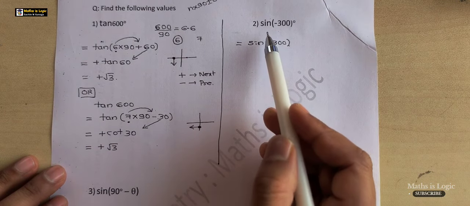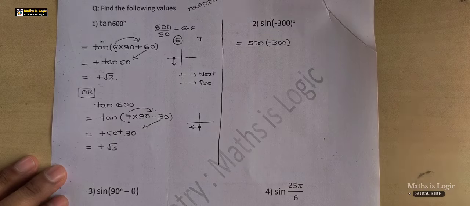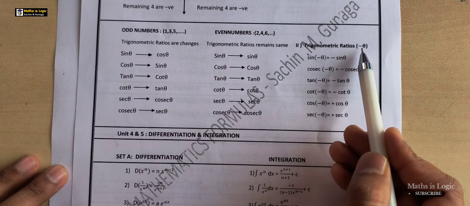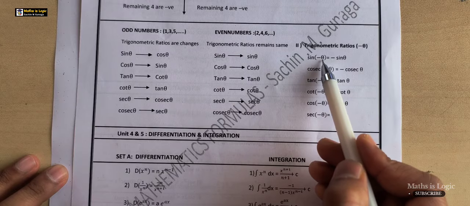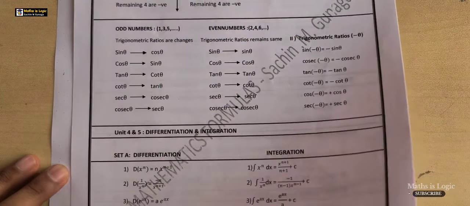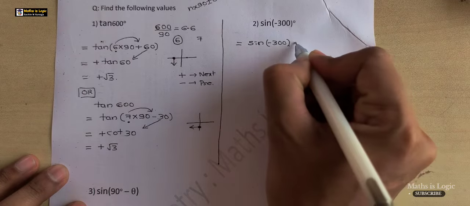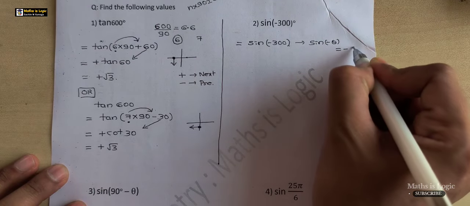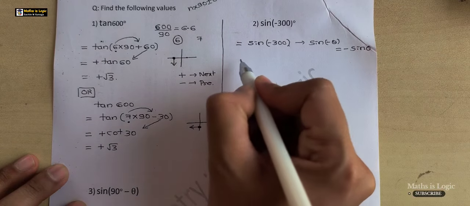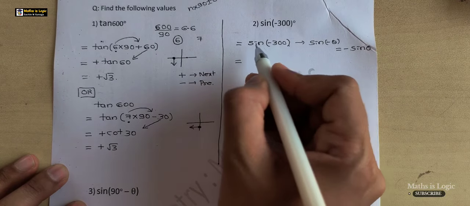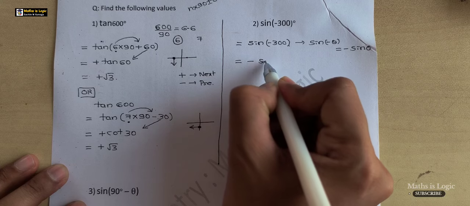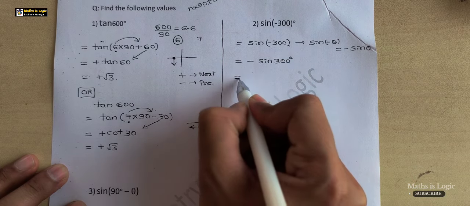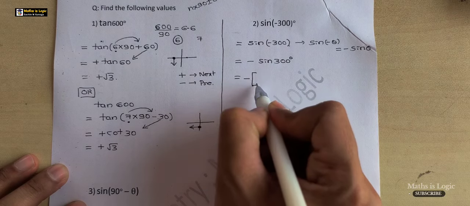Next, sine of minus 300. Here we are going to apply the trigonometric ratios of minus theta formula. We know sine of minus theta is minus sine theta. Therefore sine of minus 300 becomes minus sine 300 degree, keeping the minus outside.